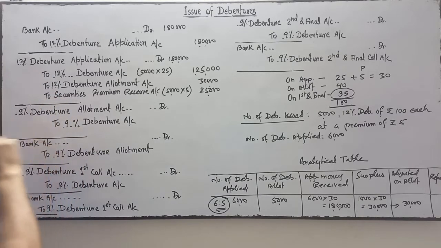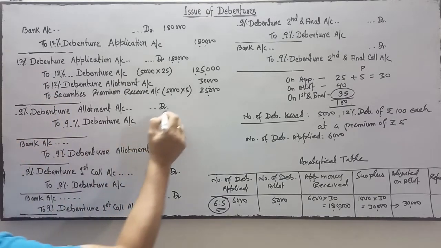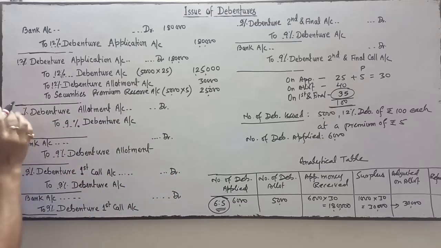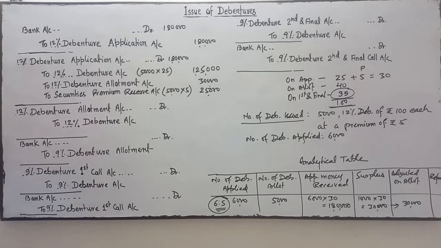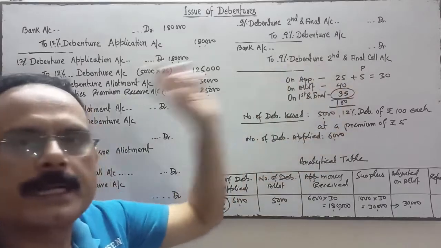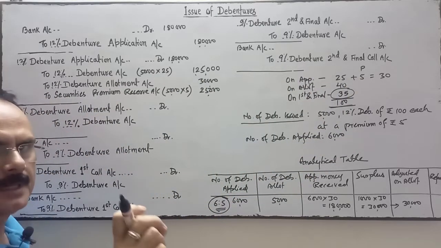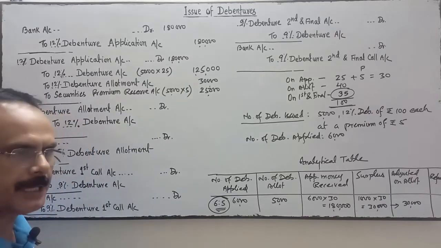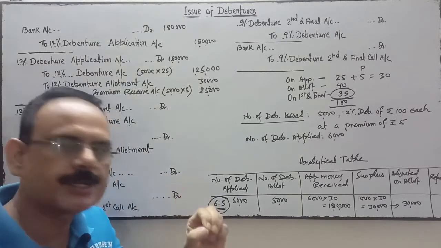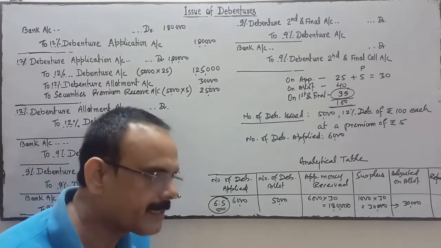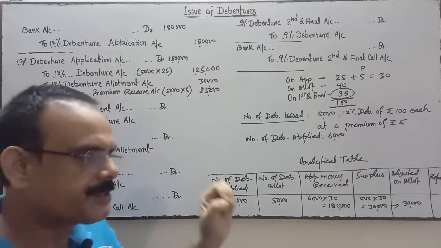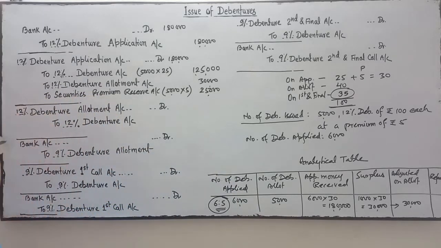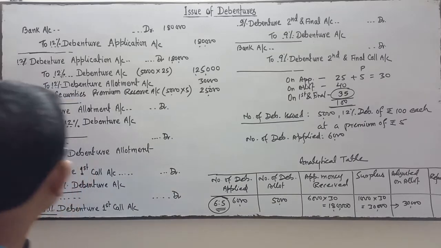Now come to the debenture allotment. It is a 12% debenture allotment account debit to 12% debenture account. 12% is the rate of interest which is prefixed by the company. It is fixed. It is clearly mentioned by the company in the debenture certificate which is issued by the company under the seal. All terms and conditions are mentioned on that certificate: when it will be redeemed, what will be the interest on debenture and so on.